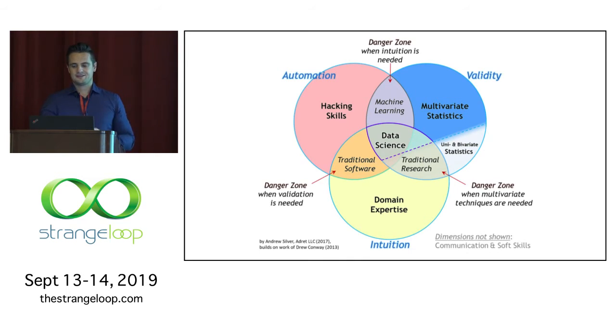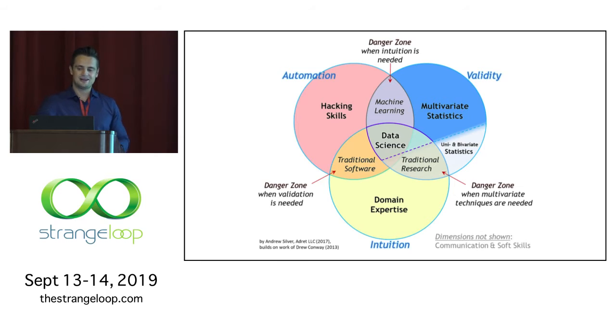The other axis is automation. If you have some coding skills, then you can produce data pipelines that reproducibly produce the same results over and over again, that can be used by other people and that are basically sustainable. If you have statistics experience, then you know whether any conclusions you draw from your data are supposed to be valid. And if you look at this Venn diagram, there are a number of danger zones.